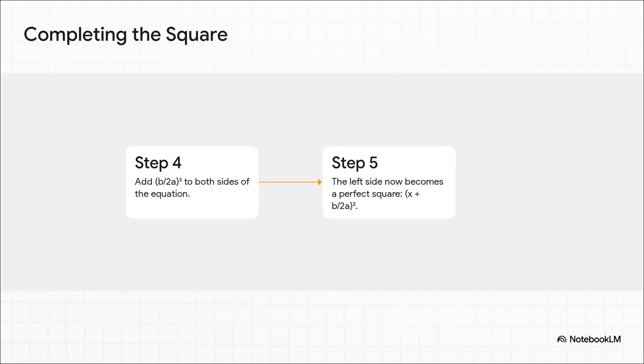Okay, here's the big move. We're going to add the square of half of that x coefficient. So that's (b/2a)², and we're going to add it to both sides of the equation, to keep everything fair and balanced. And boom! Just like that, the left side magically factors into the perfect square you see right there. This one step is what makes the whole thing work.